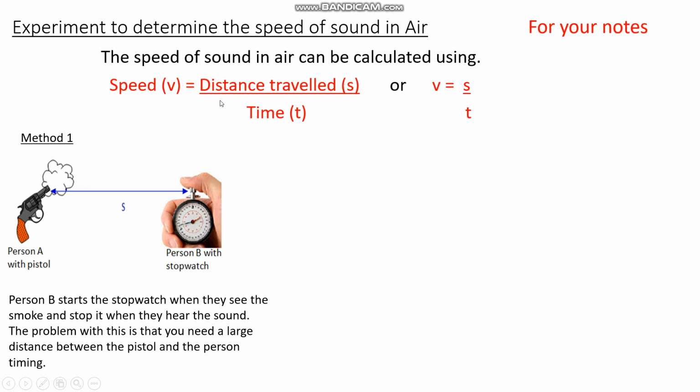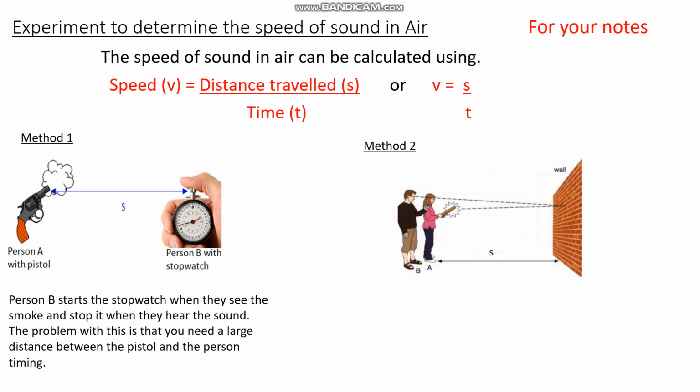Now, there's a big problem with this method in the sense that you need large distances for this to work, because if you are talking about short distances, the sound takes a very short amount of time to reach you, and therefore it's difficult to start and stop the stop clock accurately. So we can adopt a second method which involves an echo.